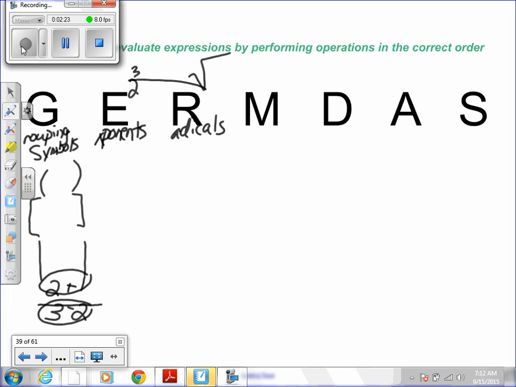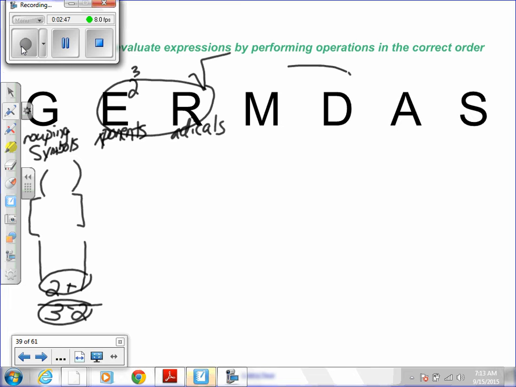So exponents and radicals are equals. The E comes before the R, but that doesn't mean you always evaluate exponents before you evaluate radicals. We just had to put one first, and GERMDAS sounded cooler than GRUMDAS, so that's why we have the E first. But if radicals come first, as you're reading the problem from left to right, then you do the radicals first. If the exponents come first, you do those first.